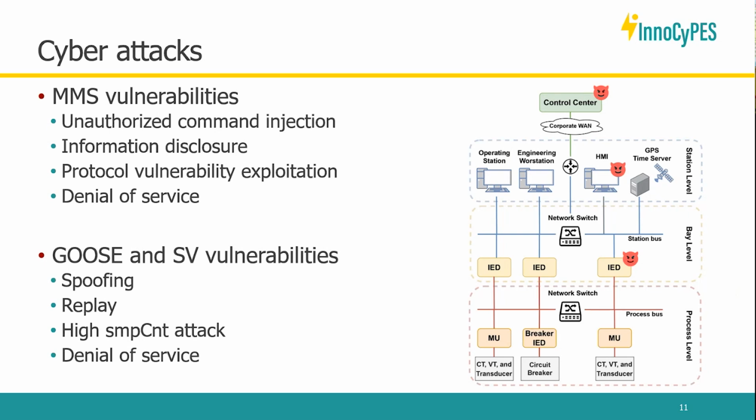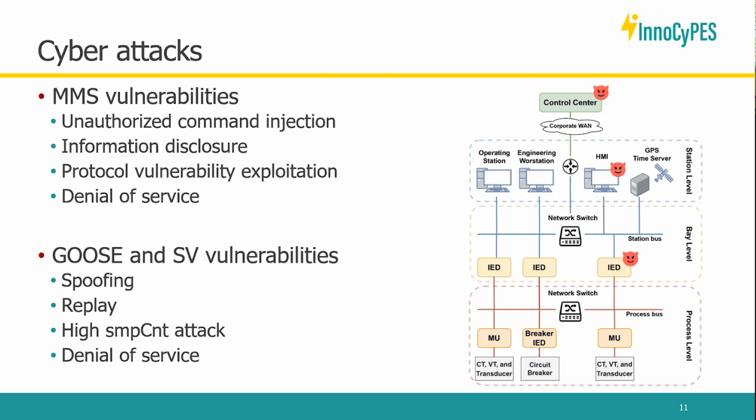So in more detail, we have quite plenty of vulnerabilities and weaknesses in these protocols, which can be exploited by cyber attackers to perform attacks on the system. For instance, for the MMS protocol, we have vulnerabilities ranging from unauthorized command injection, which allows attackers to attack the command network, to information disclosure and denial of service. But what we are more interested in this presentation, also because real-life cyber attacks have actually been performed, are the GOOSE and SV vulnerabilities.